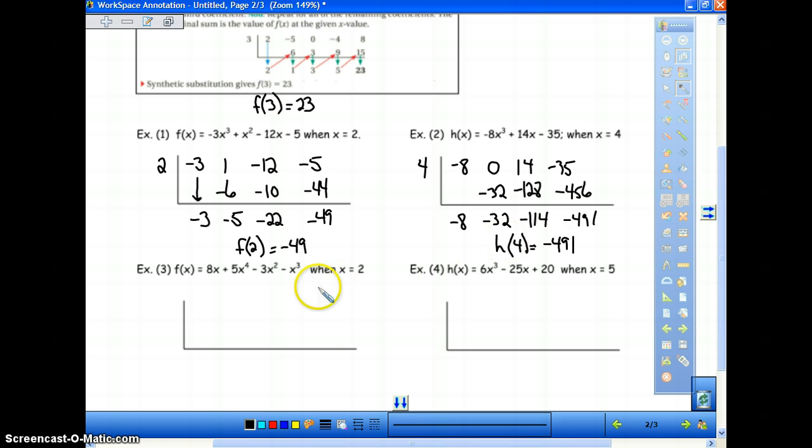So what I want you to do is try these bottom two on your own and then come back and see if you get the right answers. I'm not going to go through the entire examples to save a little bit of time.